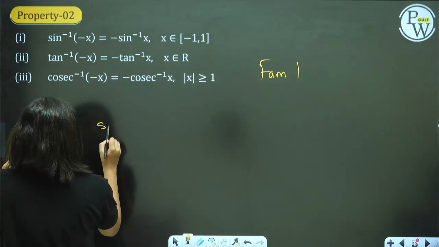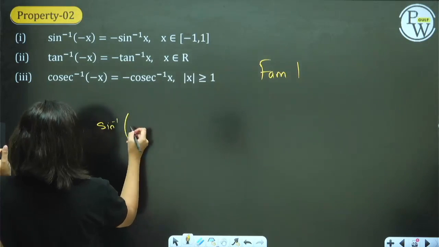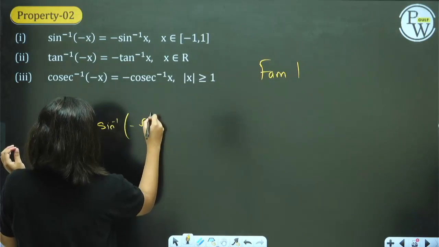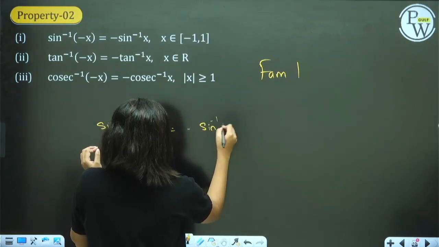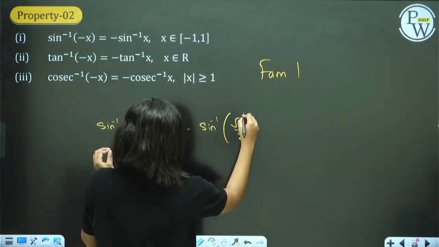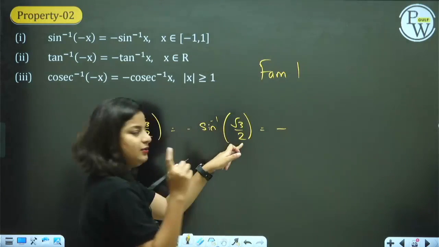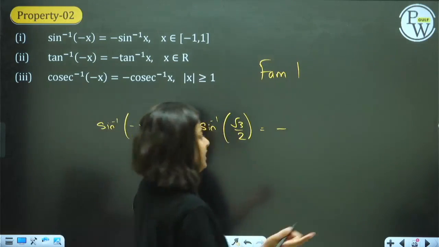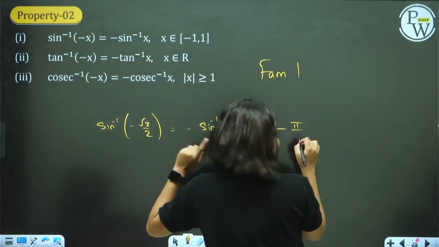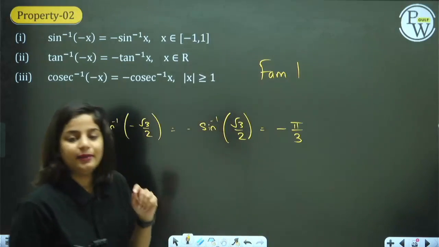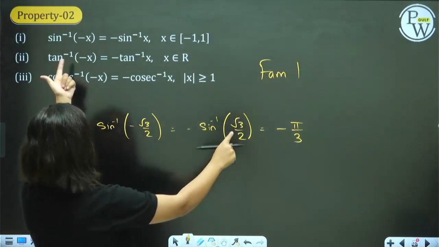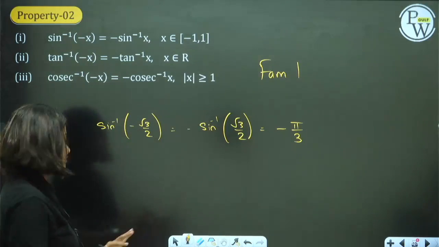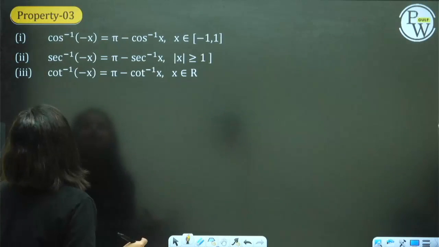So suppose you have sine inverse of minus root 3 by 2. Minus sign will come out and sine inverse of root 3 by 2 will be left, which is minus sine inverse of root 3 by 2. When is the value of sine root 3 by 2? At 60 degrees, which is pi by 3. So using family 1, this property, a lot of questions of this sort can be easily solved.